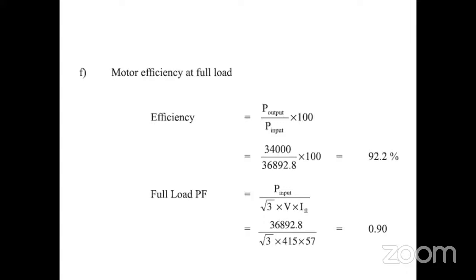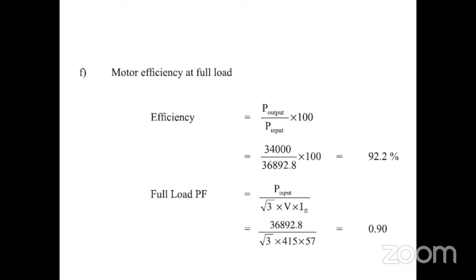Because we have added all those things. Friction, windage loss, copper loss, everything we have added. So 36,892.8 is the power drawn from the plug point. 34,000 is the mechanical power output available in the shaft. So this gives us the efficiency, that is 92.2%.